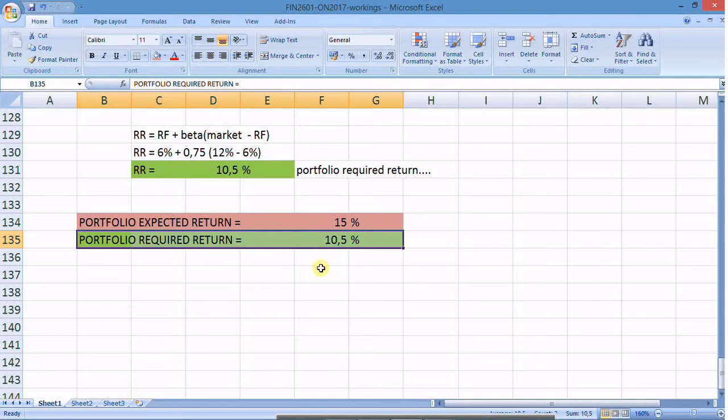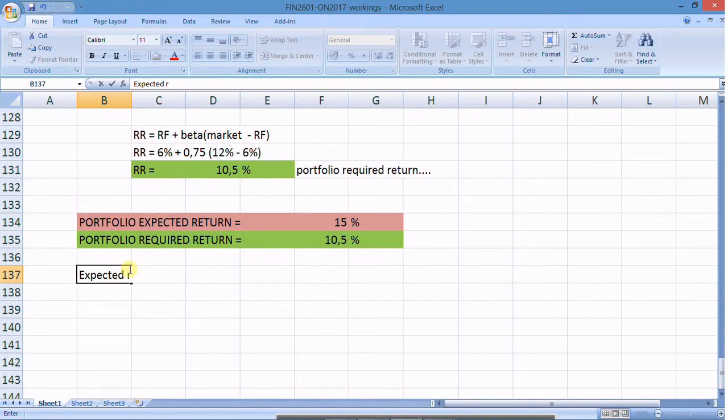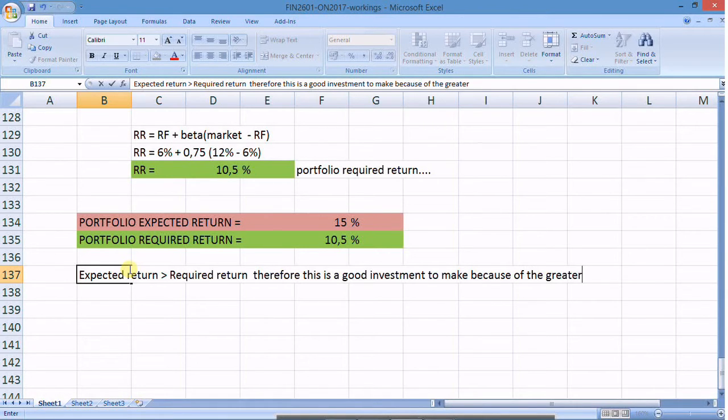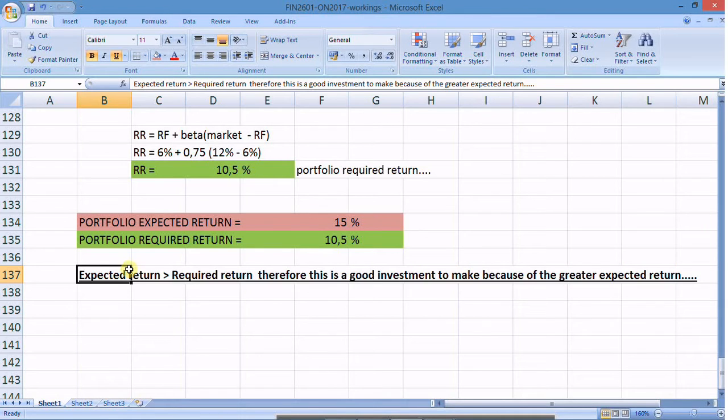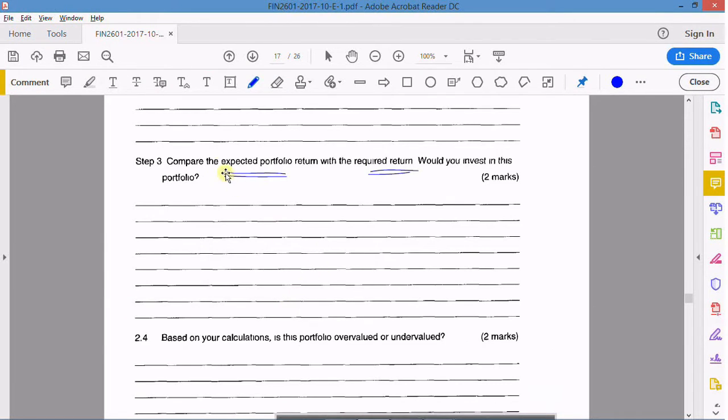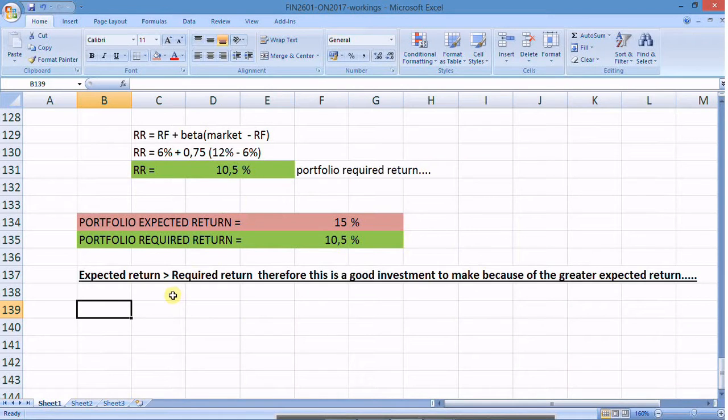So is that a good portfolio? Yes. You're requiring 10.5, but it's giving you 15, more. So expected return is greater than required return. Therefore, this is a good investment to make because of the greater expected return. Right, so that's something to consider when looking at portfolios. So compare the expected and required. Would you invest in this portfolio? We need to answer that question. Yes, we will invest in this portfolio. There we go. Now we've covered that question.